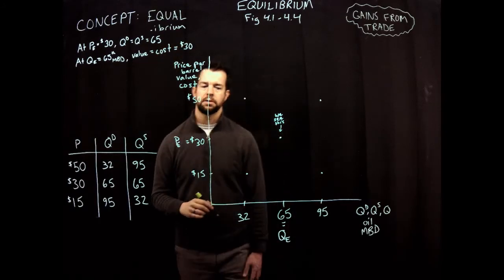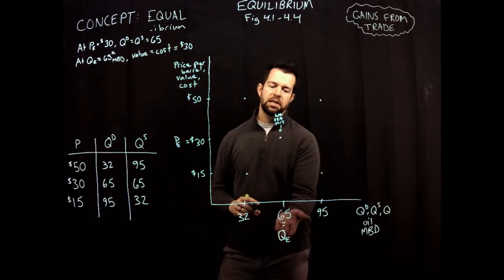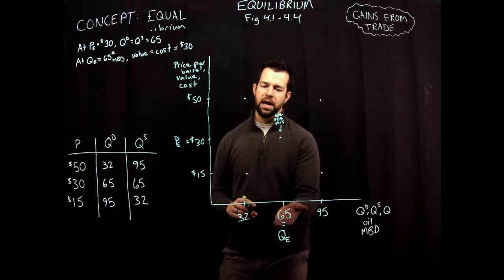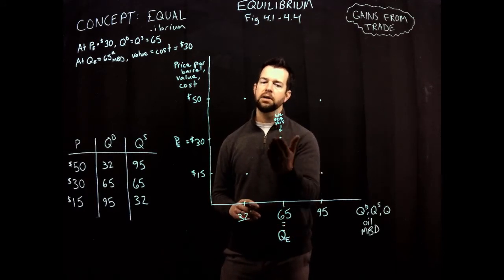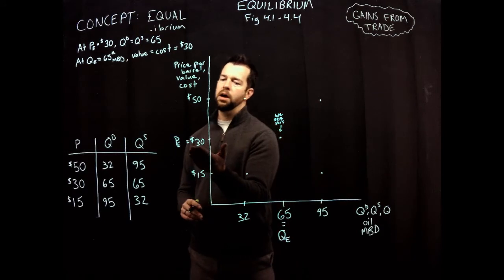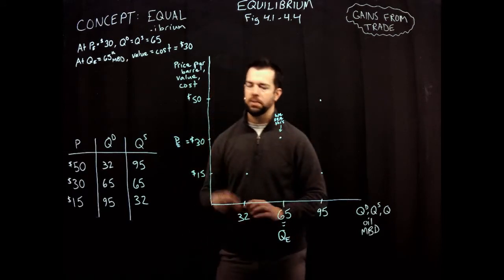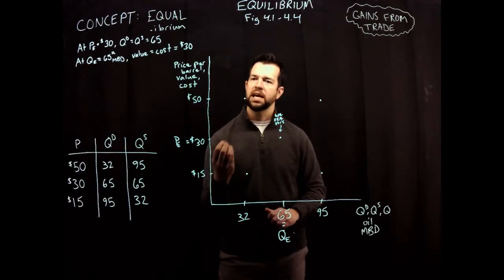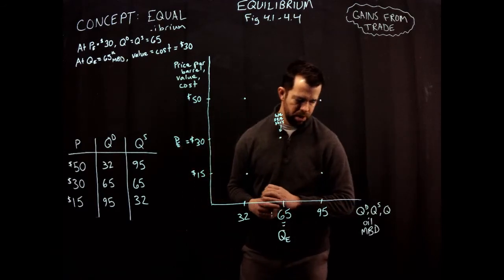Okay. So if we were to take the 65 millionth barrel of oil per day, we could say that the value and the cost is equal to 30 at that equilibrium price. So equilibrium is a thing that we want to talk about there, okay?